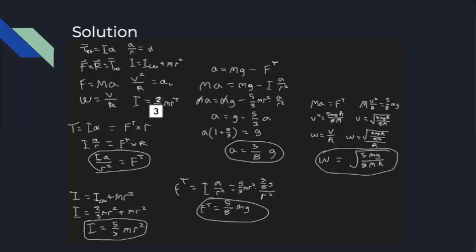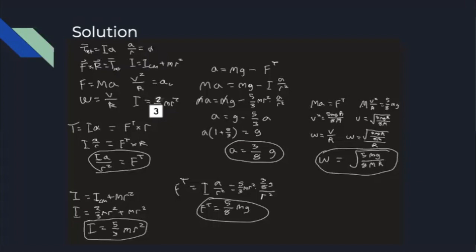Now we will solve for the moment of inertia using the parallel axis theorem. We'll solve this by using the moment of inertia at the center of mass, then adding it to the mass times radius squared. With that, we get 5/3 mr squared as our moment of inertia.